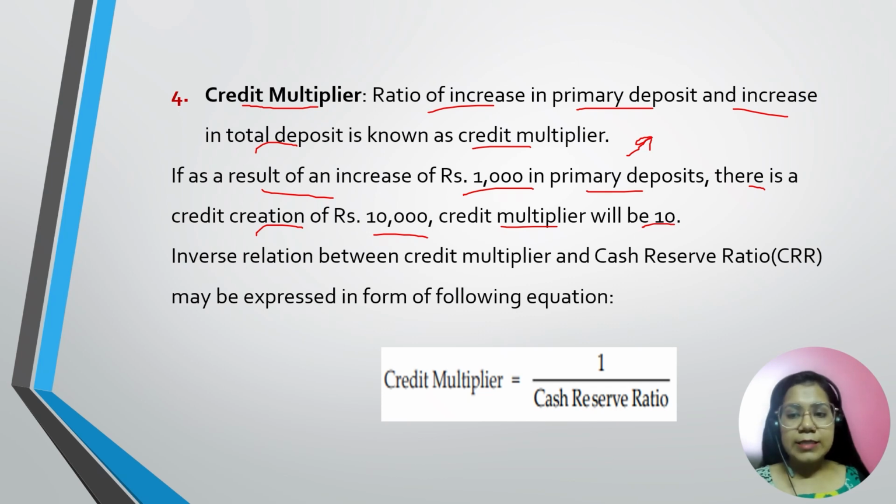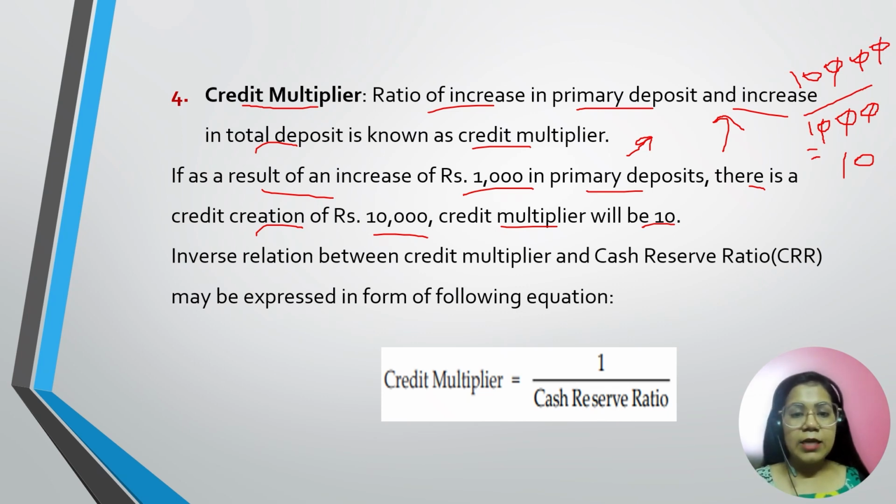It will be 10. See, what was the ratio here? Primary deposits, so 1000, and the increase in total deposits, how much is that? That is 10,000. So we can easily see that what is the credit multiplier? It is 10, as all these zeros get cut with these zeros. So we get the credit multiplier as 10.